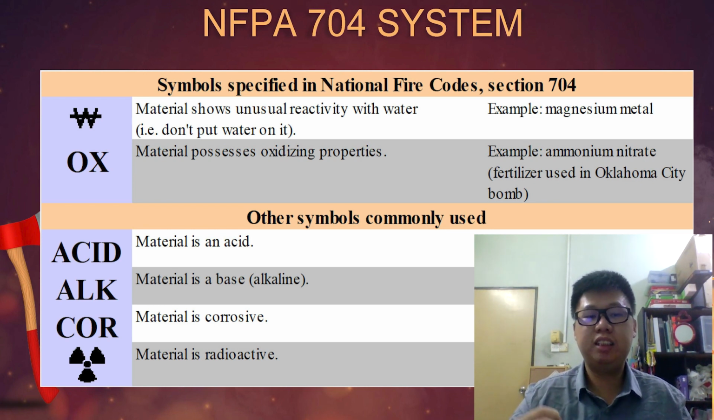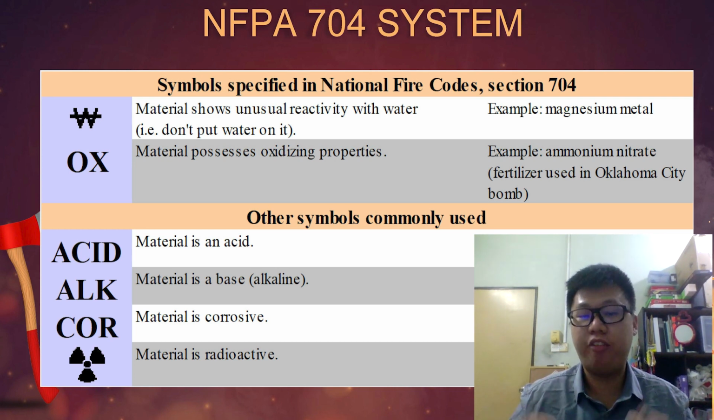In this table are some examples according to the NFPA 704 system for the specific information. So we can see that each type of symbol represents specific information that tells the first responder what type of hazard it is. For example, ACID means that this material is an acid type. If the word states ALK, it means that this is an alkaline base. If COR, it means that it is a corrosive material. And the last one, a symbol with a circle and three triangles, means that the material is radioactive.